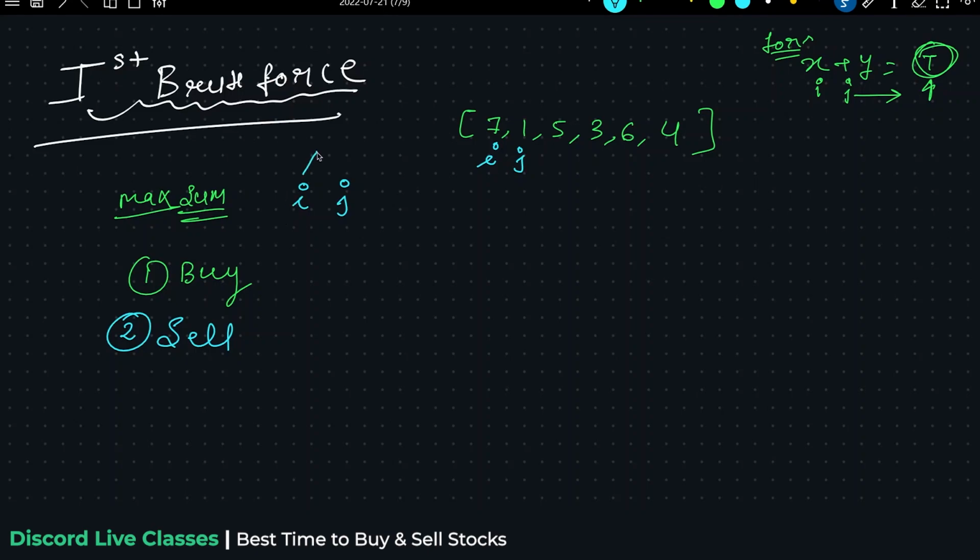Whatever value comes at this i place, I will consider it the cost price. If I purchase this particular stock on the ith day, how much profit will I get? J I am considering as the selling price. So how much profit will I get if I sell that stock on this jth day? We need to find this. So how will I be able to find it?